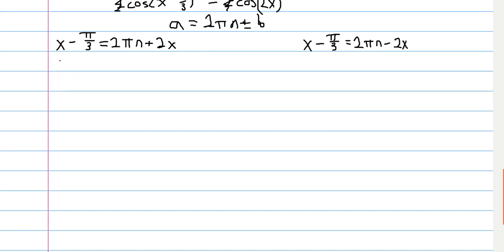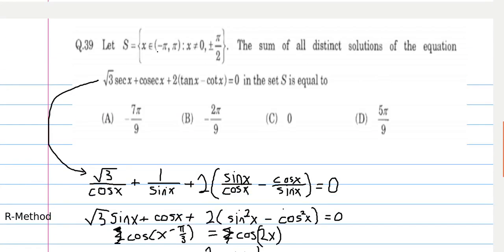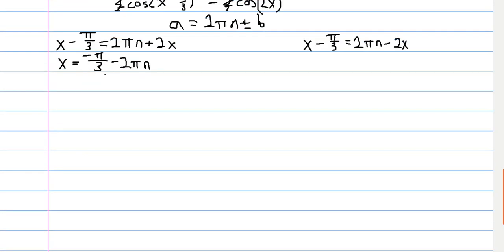In each case, we want to isolate x. So in this, we can just subtract x on both sides and then subtract 2 pi n, and we get that x is equal to negative pi over 3 minus 2 pi n. Here, we know the domain of x, and so we can create an inequality involving n. And after simplifying, we will get that n is less than 1/3 and greater than negative 2/3.